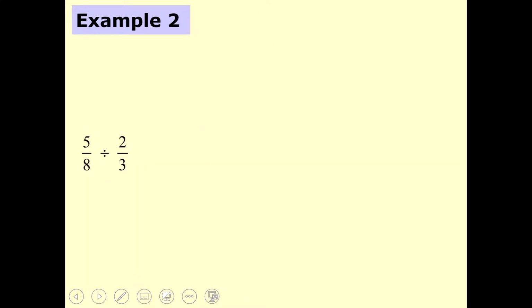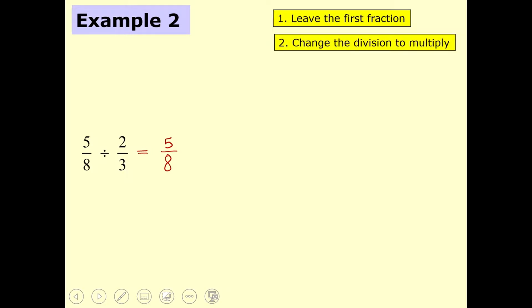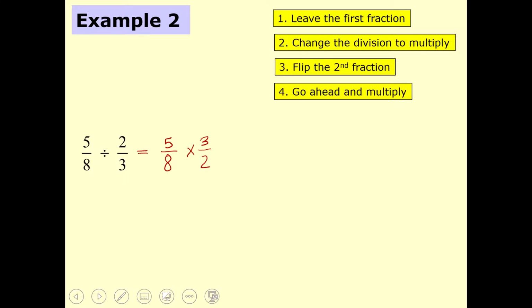Okay, second example. We are going to leave the first fraction as it is. So we've got 5 over 8 divided by 2 over 3. So 5 over 8, leave it as it is. Change that divide into multiply. And then we're going to flip our last fraction. So that 2 over 3 is becoming 3 over 2.